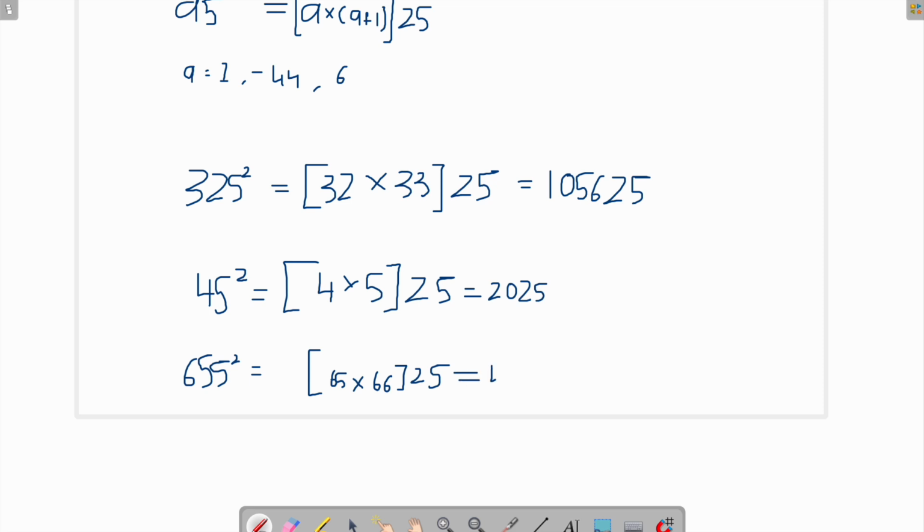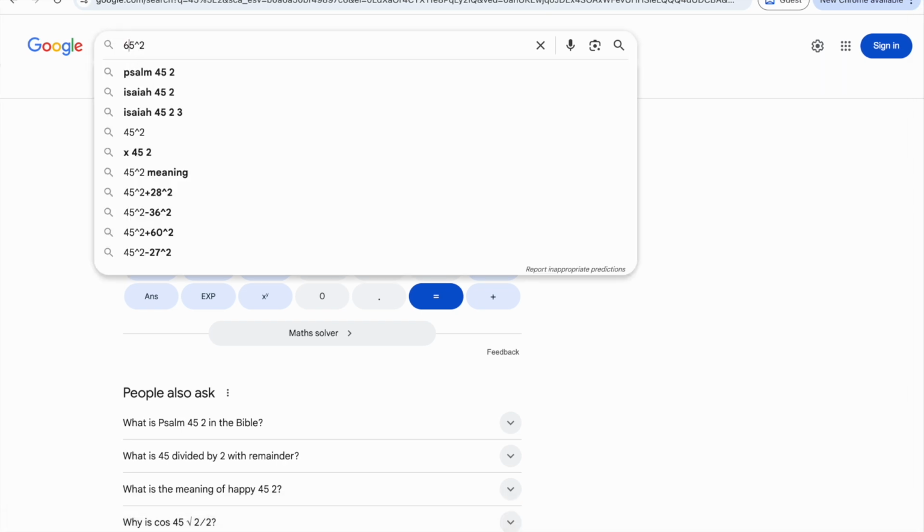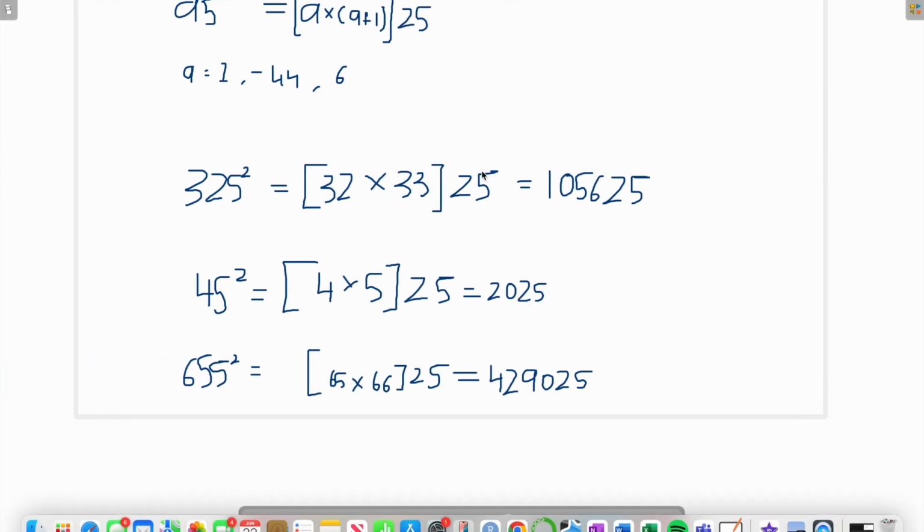And that is 65 times 66 is simply 4,290. And then what do we do? Add 25. Once again, let's get Mr. Google to confirm this. 655 squared. Yep, same number.